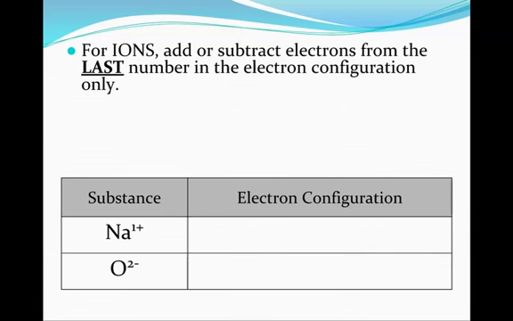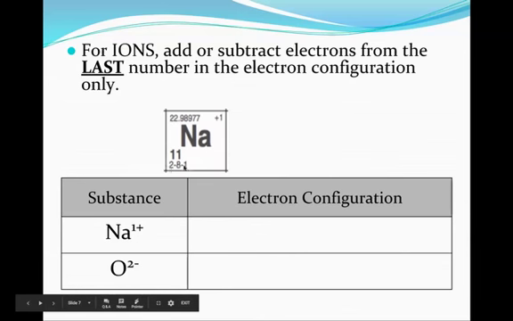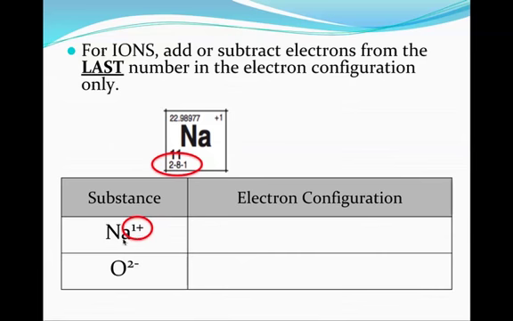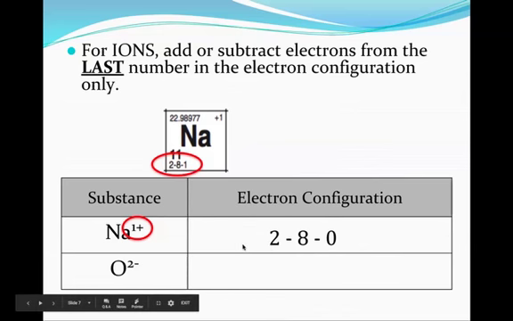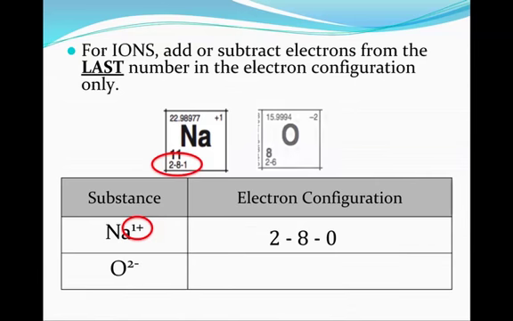Now for ions, we have to add or subtract electrons from the last number in the electron configurations. So this also goes back to your understanding of ions and positive and negative charges. If we look up sodium as a neutral atom, we see it has a configuration 2-8-1. However, it has a positive 1 charge, which means we lose electrons. Specifically, we've lost 1. So that one outer electron is going to be lost, so our final configuration is just 2-8.